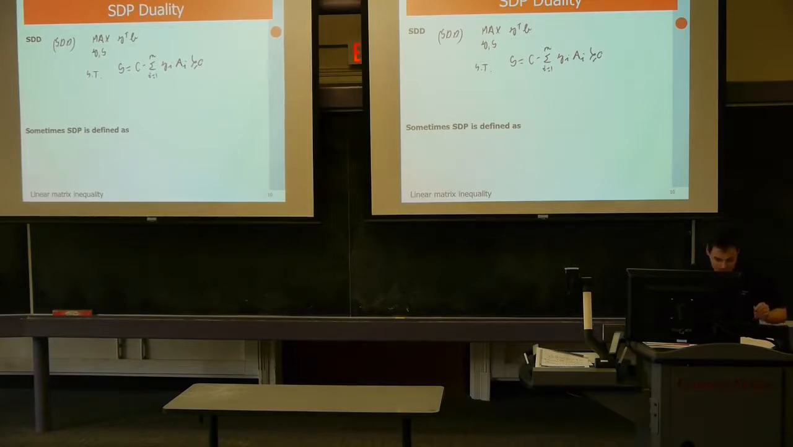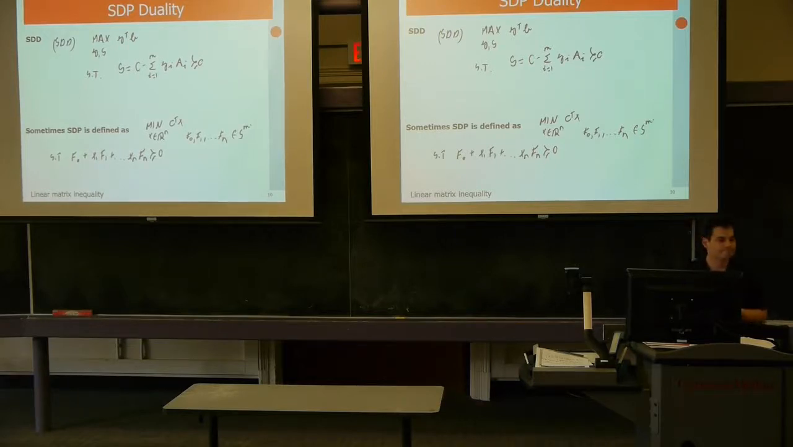And sometimes the same problem is defined like this. We want to minimize C transpose X, instead of maximizing Y transpose B, where X is an n-dimensional vector, subject to F naught plus X1 F1, and so on, Xn Fn, this is PSD, where F naught and so on to Fn are matrices, they are all symmetric matrices. Okay? You can see that this is exactly the same as this, right?